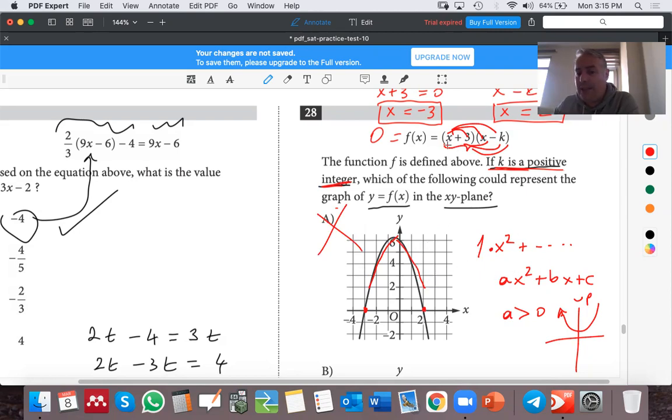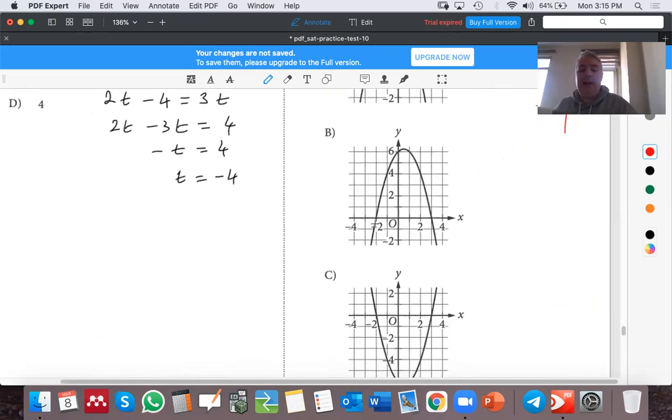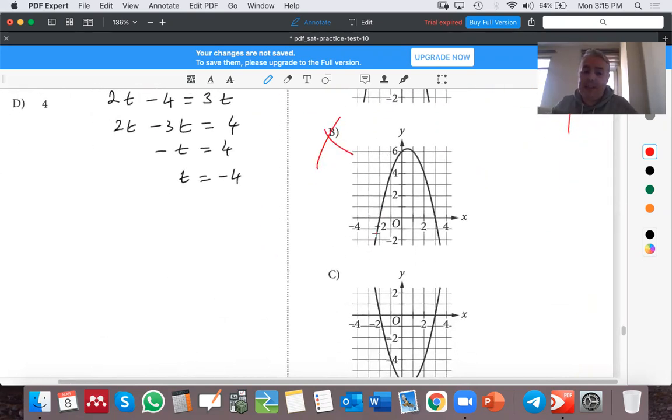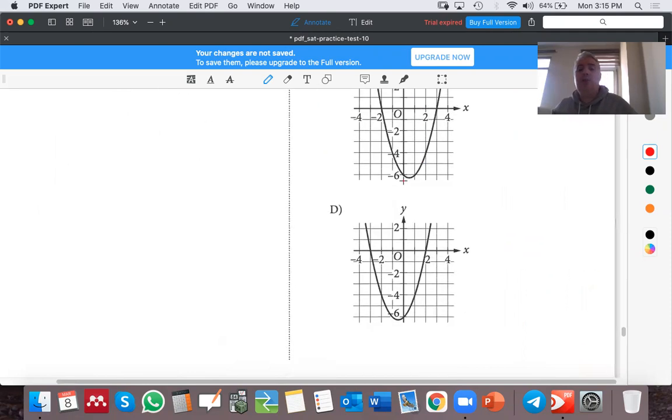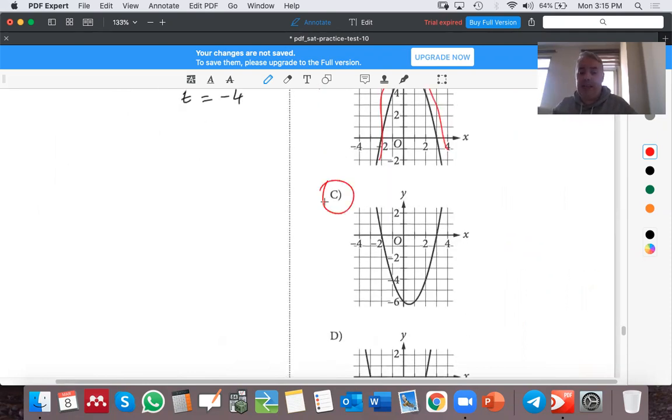When you expand this, it will be positive x squared. So it is 1. 1 is greater than 0. So it must be upward. So when I go down, this cannot be, since this is downward. So C and D could be. C and D could be.